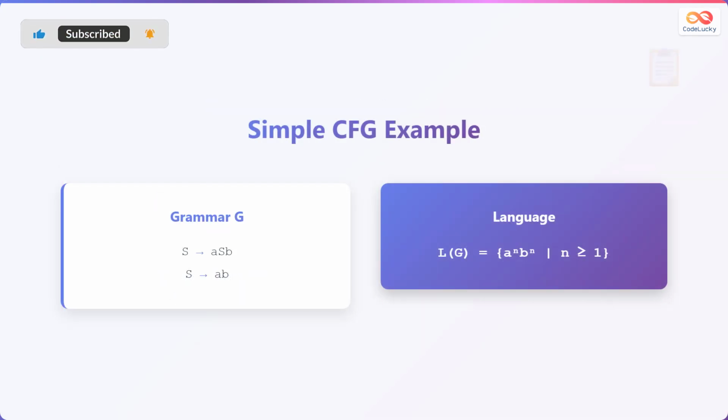Let's look at a simple example to illustrate these concepts. Consider a grammar G with the following productions: S goes to aSb, and S goes to ab. This grammar generates a language, L of G, which consists of all strings of the form a to the power of n, b to the power of n, where n is greater than or equal to 1. In other words, it generates strings like ab, aabb, aaabbb, and so on, where the number of a's is equal to the number of b's.